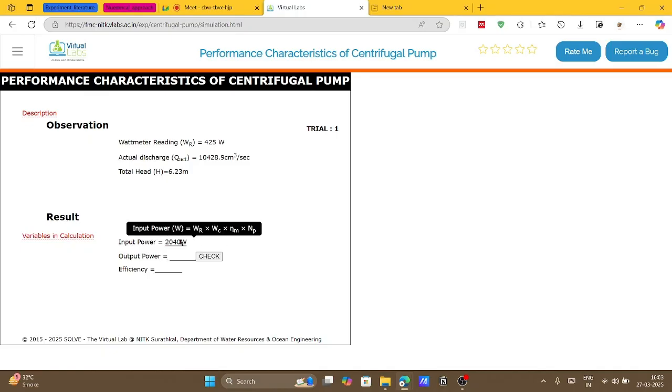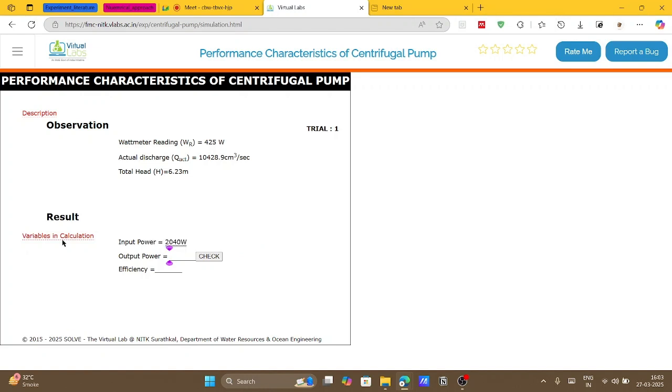Oh sorry, 2040. Yeah, sorry. 2040, this is the actual power supplied to a pump via motor. Then the output power, so this is not actually output power, rather we should refer to this as the ideal power required to generate this much flow rate, right? So it's γ into Q actual into H.